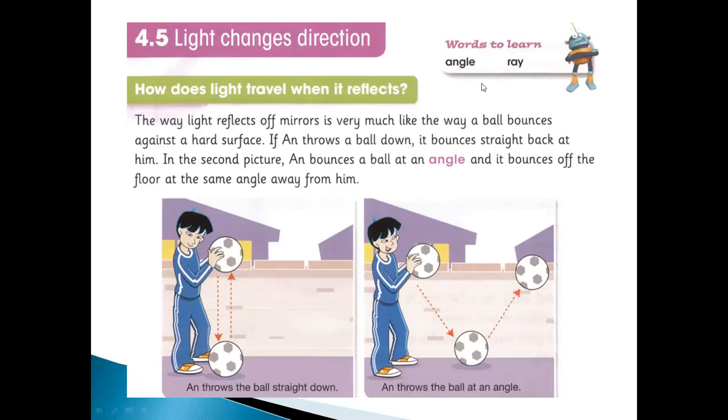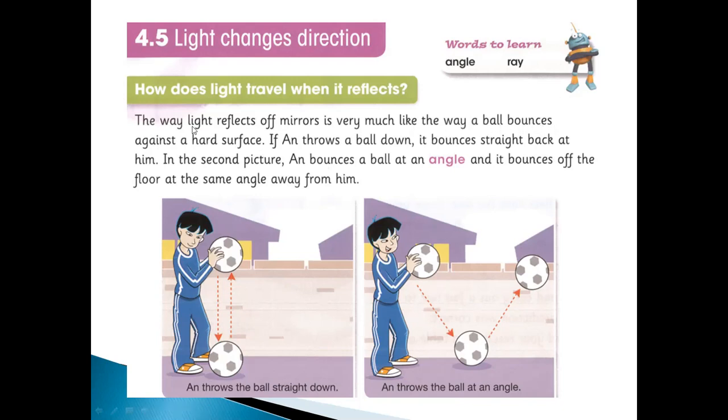So what is the direction of the reflection? The way light reflects off a mirror is very much like the way a ball bounces. If you bounce it straight down, it comes back in the same position, the opposite way. If you bounce it in the shape of a V, it also moves in the same direction after bouncing.